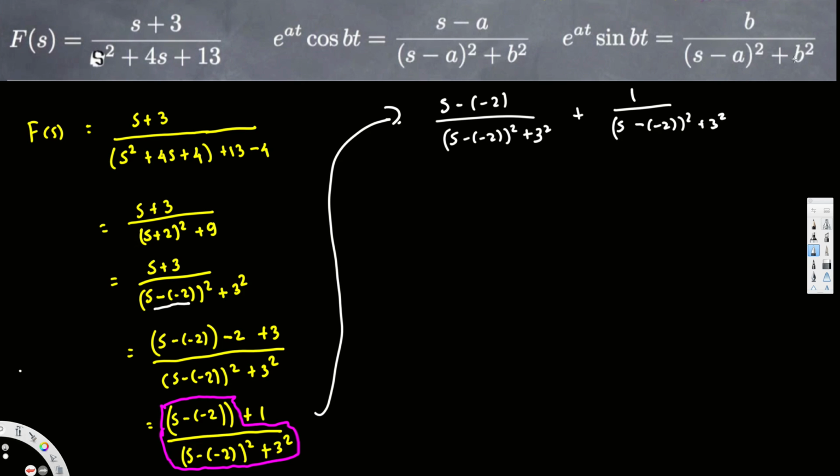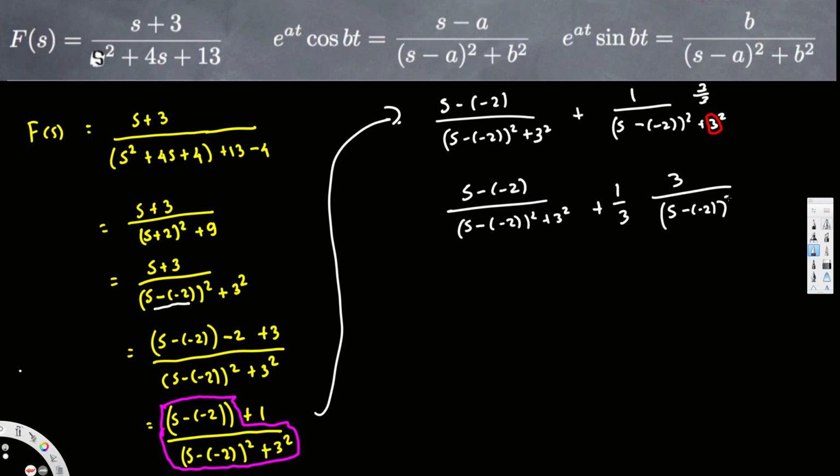But we have to have b on the top, and in our case we don't have b, we have 1. b is 3, because this value here is our b value. We have to have the same value on top in order to transform this into this pattern. To do that, we can multiply this by 3 over 3, because if we multiply we have to divide. In that way we will get s minus minus 2 over (s minus minus 2) whole squared plus 3 squared. But this 1 over 3 we have to take out of this, because we only need b on top. So this 1 over 3 is going to be in the front, and then we have 3 over (s minus minus 2) whole squared plus 3 squared.